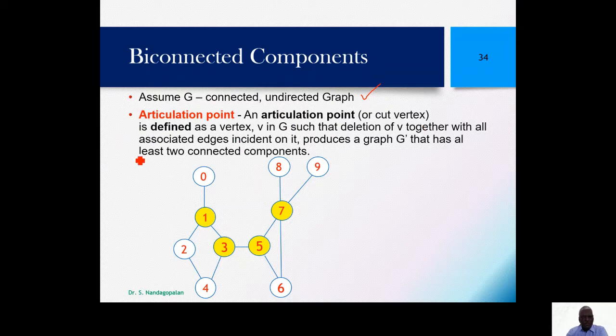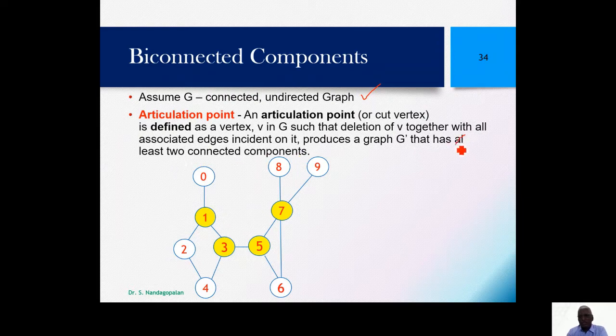Articulation point or cut vertex is defined as a vertex V. So we can get many articulation points. So let us call it some V in G such that if I delete this vertex V and also the associated edges, because it will have the adjacent edges, it should produce a graph from G to G dash such that it has at least two connected components.